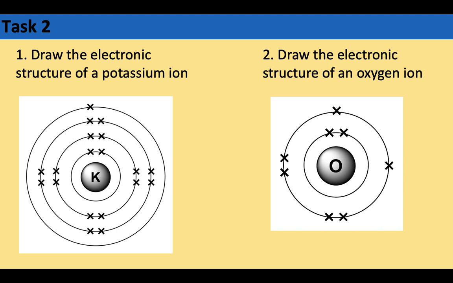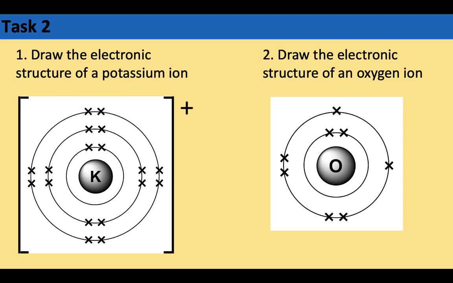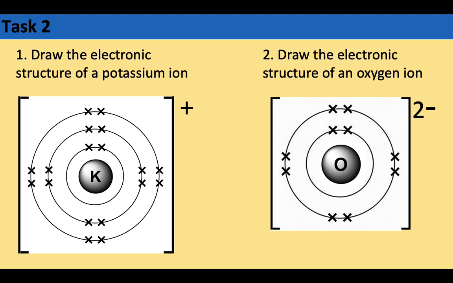Okay, so hopefully what you should have drawn for your potassium ion is this: you've taken away that outer shell electron and you've turned it into a positive potassium ion with a charge of +1. Now your oxygen, to get your full outer shell, you need to add 2 electrons. So you should have added 2 electrons to it. And because you're adding 2 electrons in this case, you get a 2- charge on your oxygen ion.